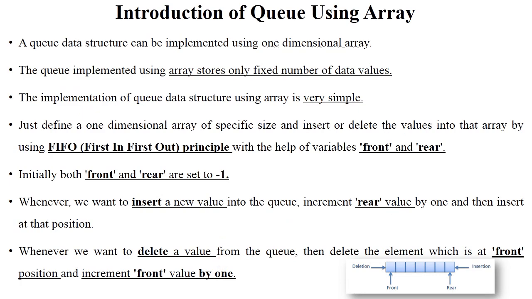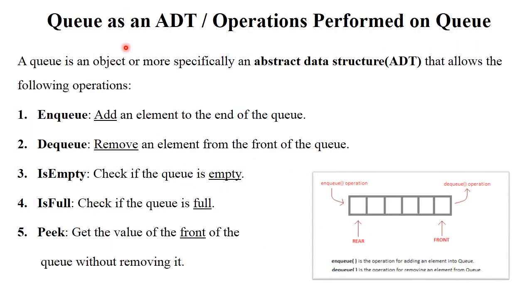Clear? Next. The next topic is queue as an ADT, or which types of operations are performed on queue. Queue is an object, or more specifically an abstract data type, that allows the following operations. First, enqueue: add an element to the end of the queue. Next, dequeue: remove an element from the front of the queue. Is empty: check if the queue is empty. Is full: check if the queue is full. And another one is the peek operation, which gets the value at the front of the queue without removing it.